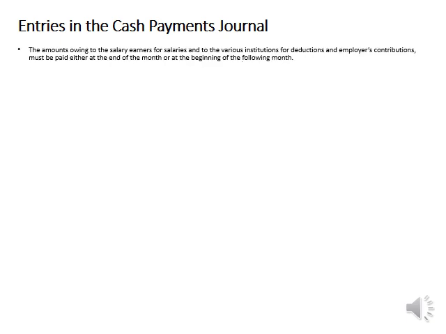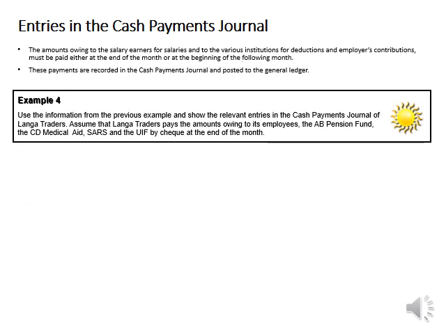Now, the amounts owed to the salary earners for salaries and to the various institutions for deductions and employers' contributions must be paid either at the end of the month or at the beginning of the following month. These payments are recorded in the cash payment journal and are then posted to the general ledger. So we will use the information from the previous example, when we used the salary journal, to show the relevant entries in the cash payment journal of Lango Traders.